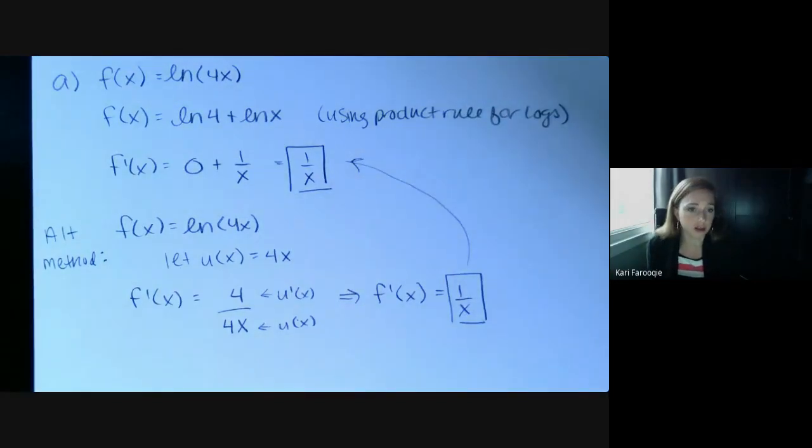So you decide. In this particular instance, I don't think one method was necessarily any faster than the other. In some instances, it's going to make a huge difference to your solution process. If you don't break it up, you might end up in a giant mess. So we're going to do lots of expanding of logarithms to rewrite them using our algebra techniques to make our life a little bit easier when we take the derivative. Are there any questions on A?